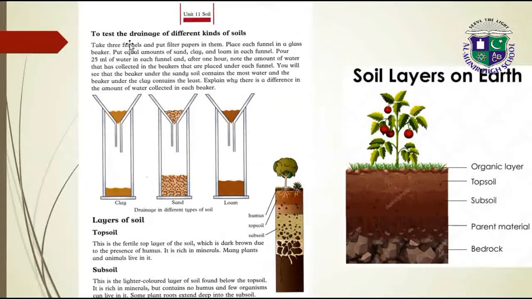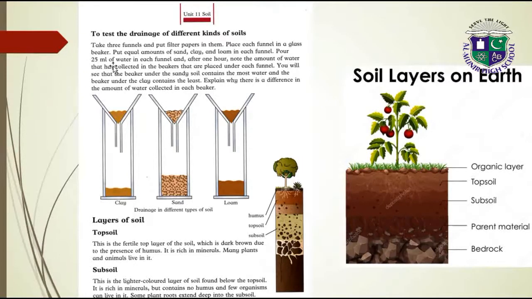To test the drainage of different kinds of soils, we will perform this experiment. We take 3 funnels and put filter paper in them. So here students, we have the filter paper. Place each funnel in a glass beaker. So here we have this glass beaker. Put equal amounts of sand, clay and loam in each funnel.